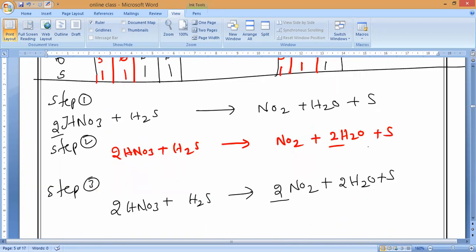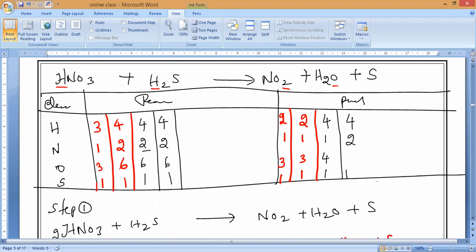So now oxygen becomes how many? Sulfur is not changing, sulfur 1 only. But oxygen how many? 2s are 4, plus 4, plus 2, how much? 6. So what have we done? Have you noticed it? 4 2 6 1. Clear, guys? Yes or no? Yes, sir. So in this way we have to balance it.